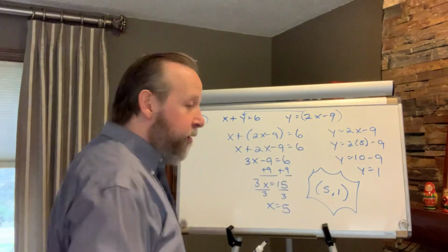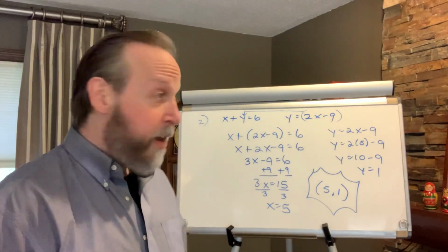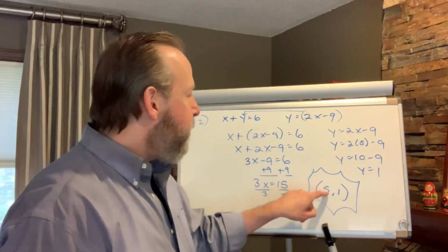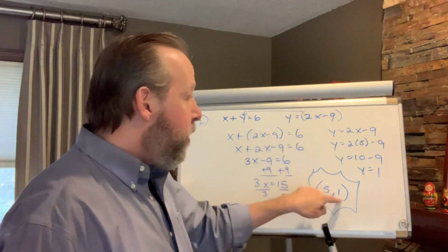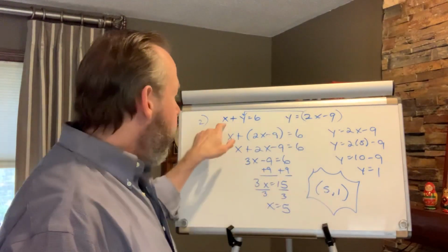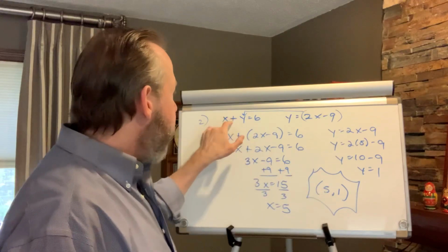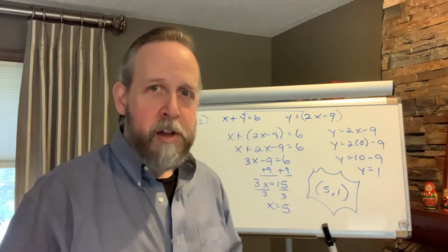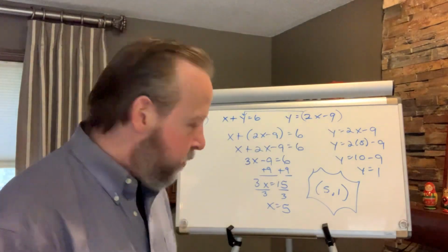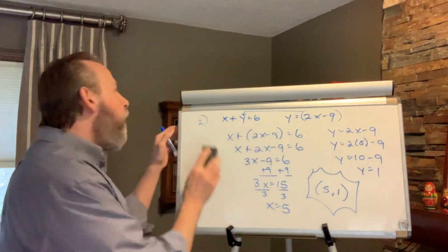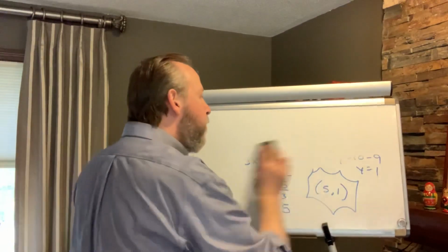If you want to verify, which is always a good idea, you should plug it in to see what you get. If I plug in 5 for x, 2 times 5 is 10, 10 minus 9 is 1, which it's supposed to be. In the other one, if I plug in 5 and 1, 5 plus 1 equals 6. Well, I'm sure it does. So it's the right answer, and I confirmed it. That's substitution. Moving on to number 3.